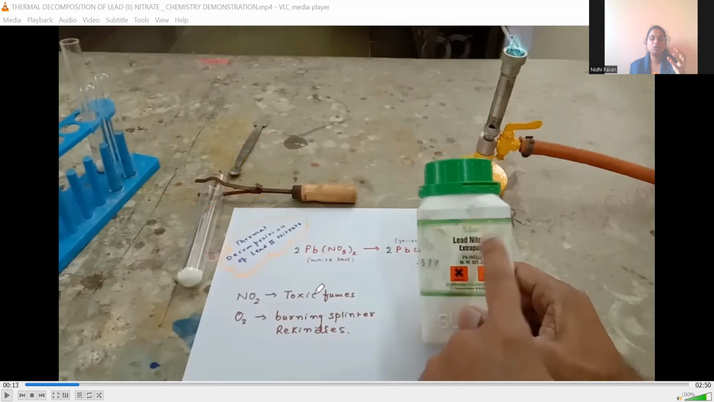Let us see how they will perform the activity and what careful or preventive measures are to be taken while performing it.